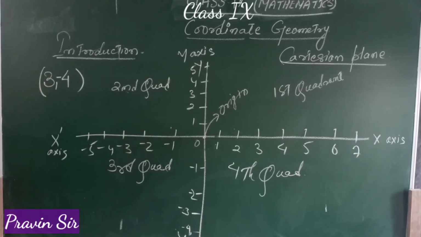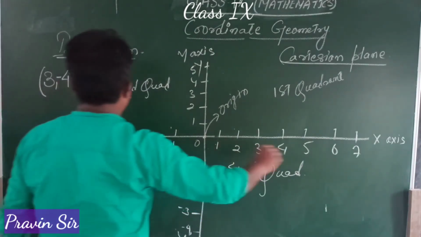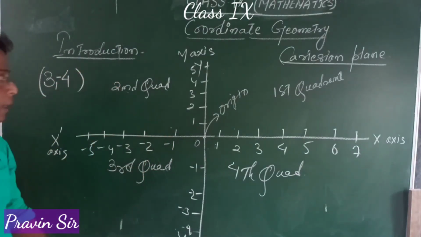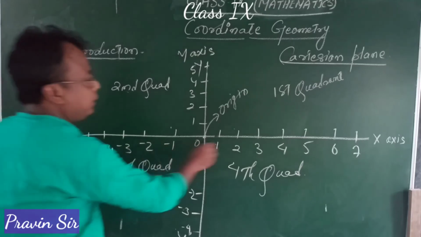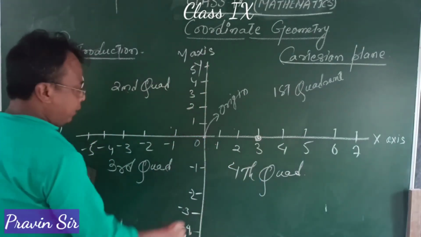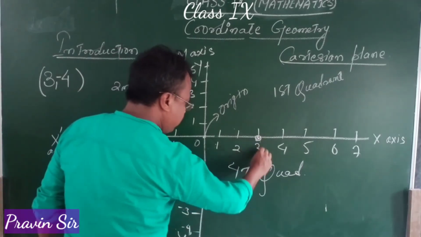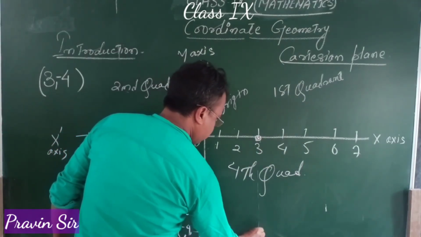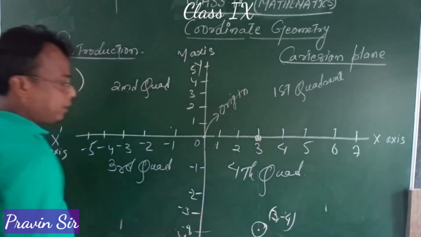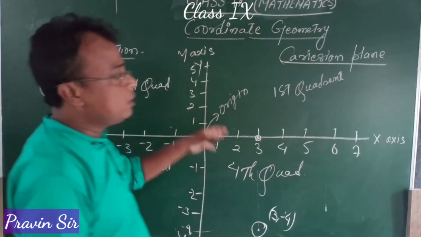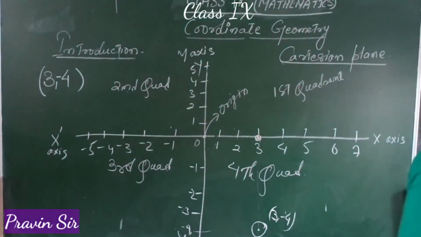So what is the x coordinate here? The x coordinate is 3, and the y coordinate is minus 4. So this is the x-axis. Now I want to locate this point in the Cartesian plane. The x coordinate is 3, and the y coordinate is minus 4. So x coordinate, this is 3, and y coordinate minus 4 is this one. So how do you locate it? Like this. So this is the position of this point. So we will locate a coordinate in the Cartesian plane like this. Is it clear to you?